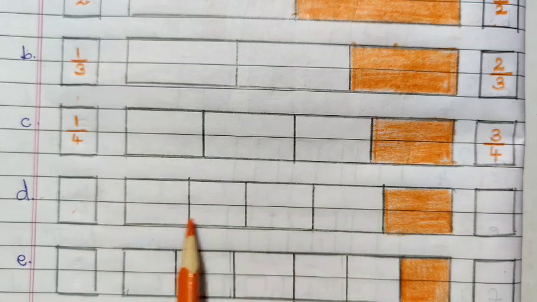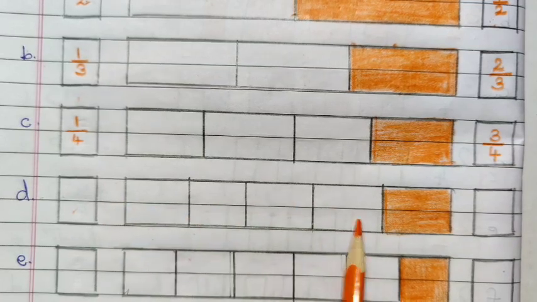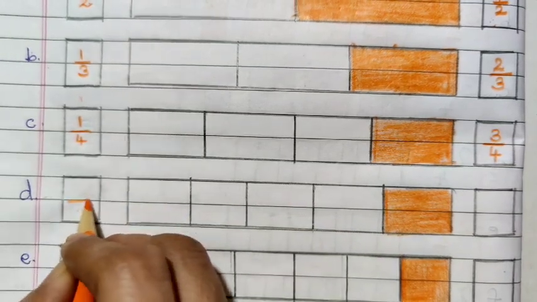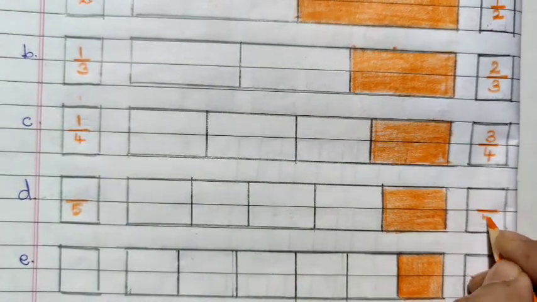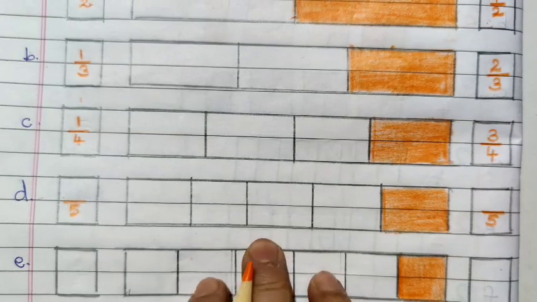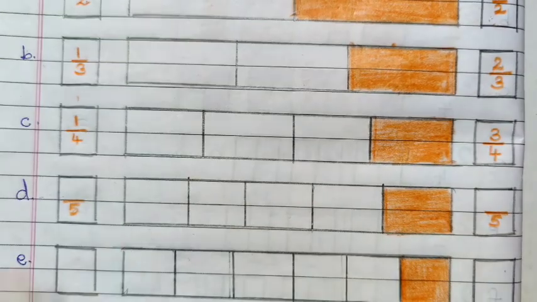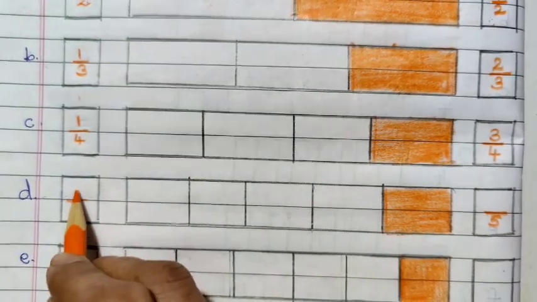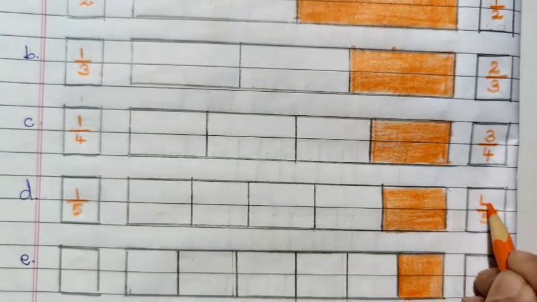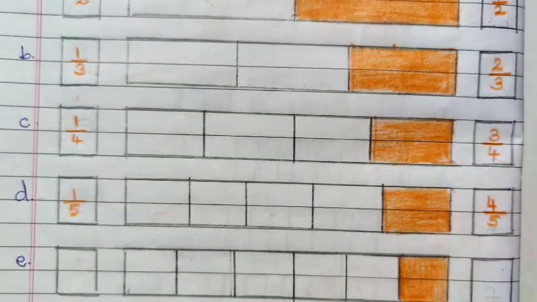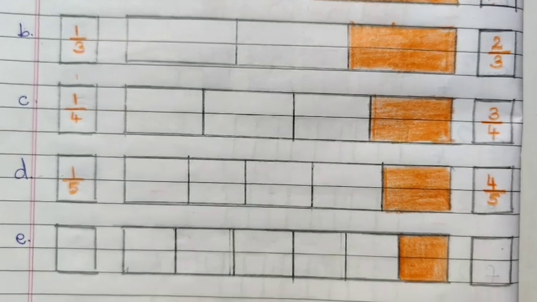How many number of parts? 1, 2, 3, 4, 5 parts. So, we have 5 in the denominator. Now, tell me, the shaded part, how many parts are shaded? Only 1. And how many not shaded? 4. Okay? Please do it with me.